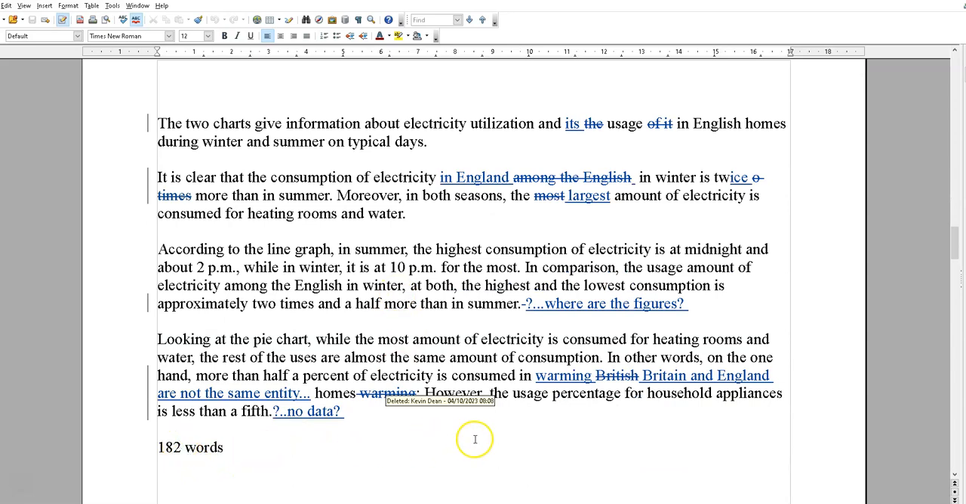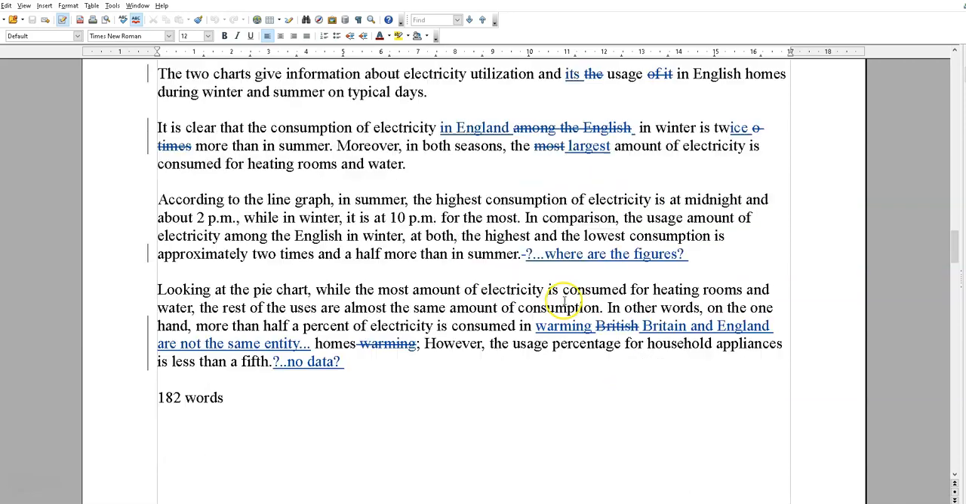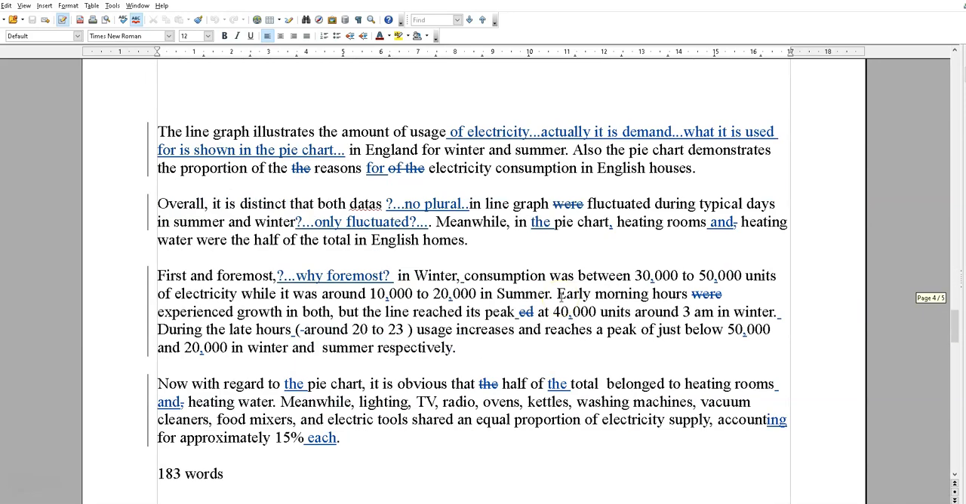182. Okay, that's not bad. But one's a graph and one's a pie chart, so not the same thing. Among the English, it's in England, not the same thing. Largest amounts. Now, my main concern: there's no data. No figures. You've got the times, but no figures, no data at all. So that wouldn't really work at all. You wouldn't get a very good score. As I say, there's nothing there. On to the next one.